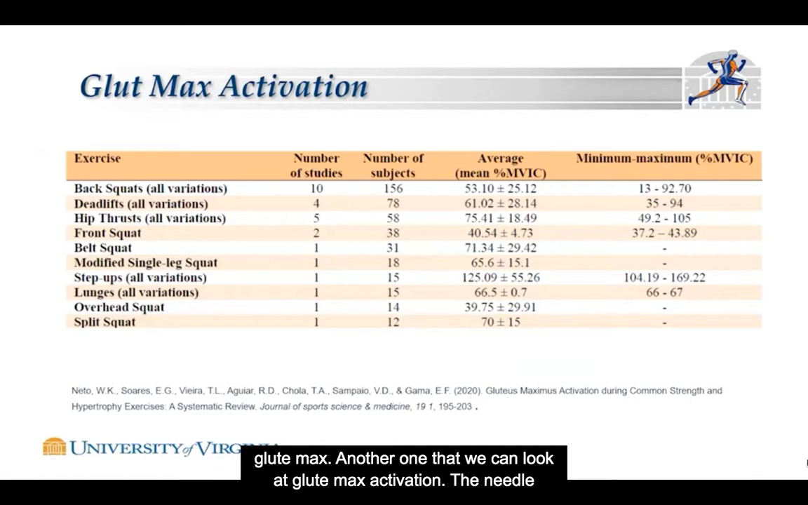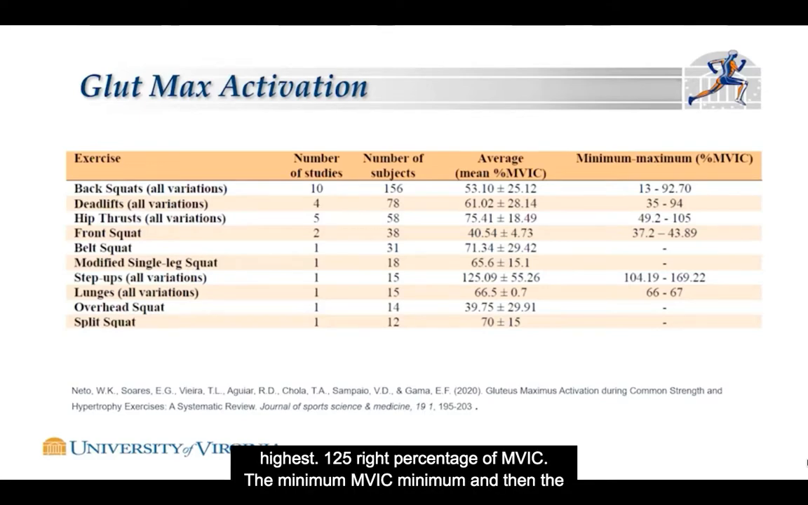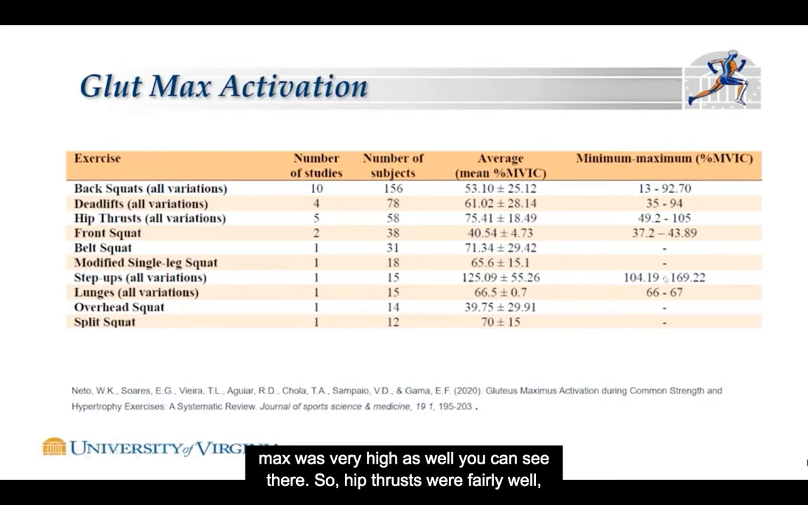Another one that we can look at is glute max activation. The needle was back squats, deadlifts, hip thrusts. They looked at all of those and looked at the best mean activation of your glute max. And they found that step-ups were the best for all of those. So you look at the step-up was highest, 125 percent of MVIC. And the minimum MVIC was very high as well, you can see there. So hip thrusts were fairly good too, but those step-ups were very, very good.